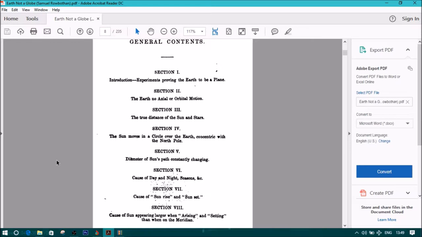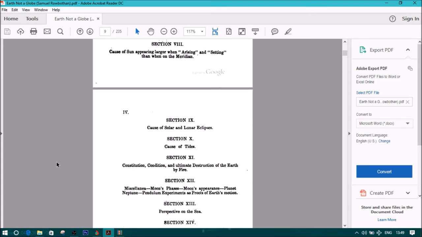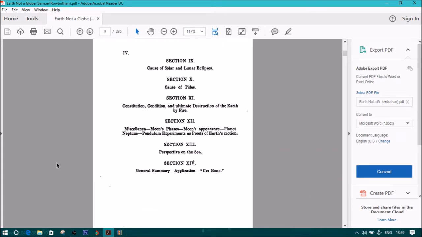Section 8, Cause of Sun Appearing Larger When Arising and Setting, and When in Meridian. Section 9, Cause of Solar and Lunar Eclipses. Section 10, Cause of the Tides. Section 11, Constitution, Condition, and Ultimate Destruction of the Earth by Fire. Section 12, Miscellaneous: Moon's Phases, Moon's Appearance, Planet Neptune, Pendulum Experiments as Proof of Earth's Motion. Section 13, Perspective on the Sea. Section 14, General Summary, Application, Cui Bono.